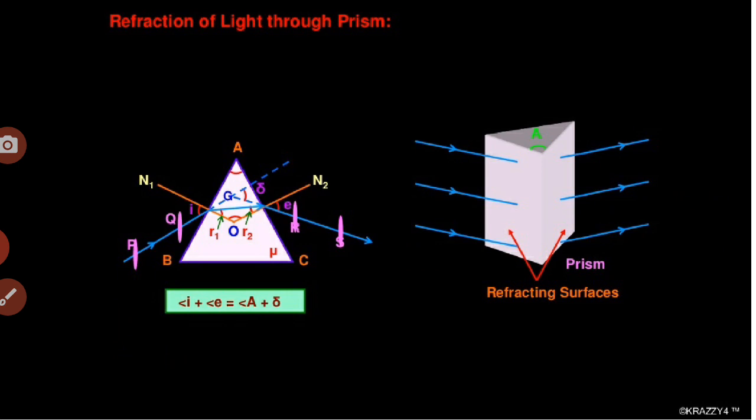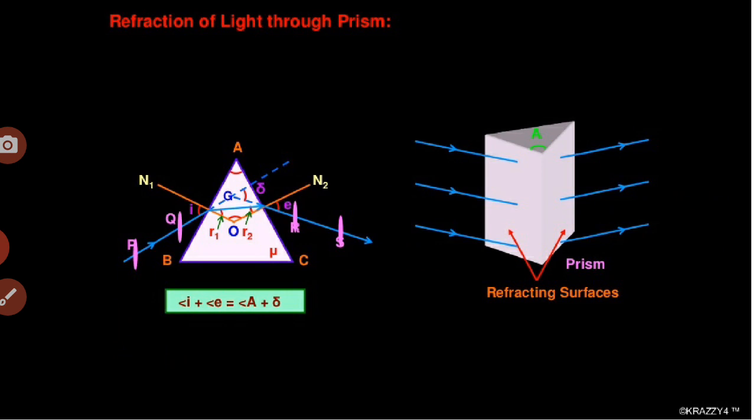Here, that is refraction of light through the prism. As we know, the ray of light is entering from air to glass at the first surface AB. The light ray on refraction has bent towards the normal. At the second surface AC, the light ray has entered from glass to air, hence it has bent away from the normal. Now compare the angle of incidence and the angle of refraction at each refracting surface of the prism.